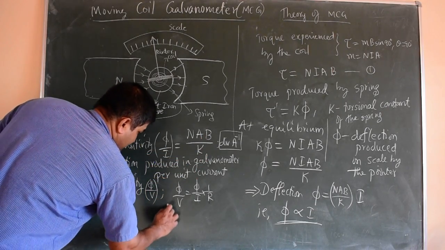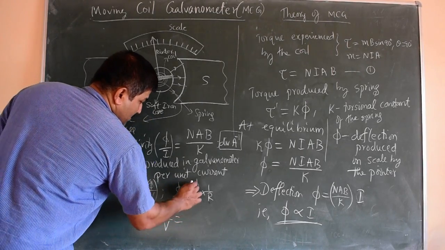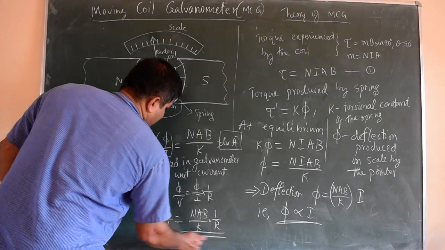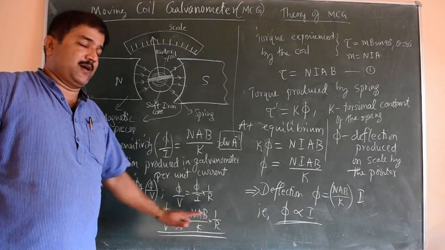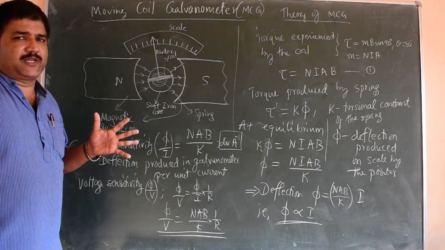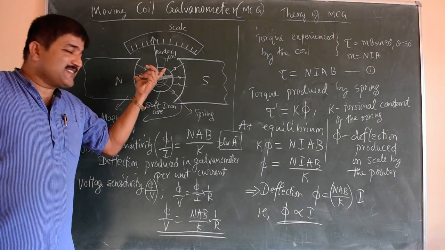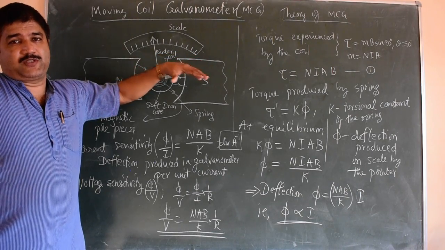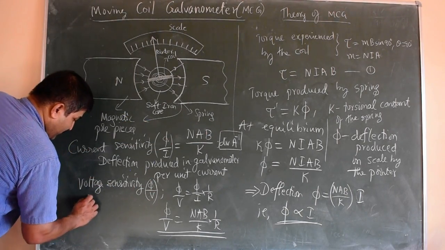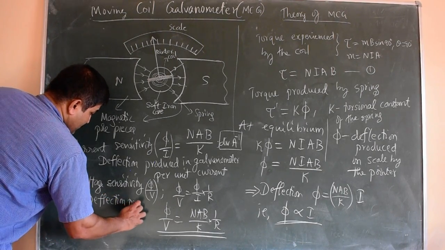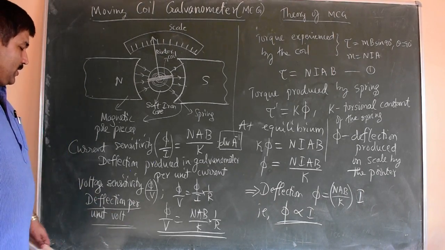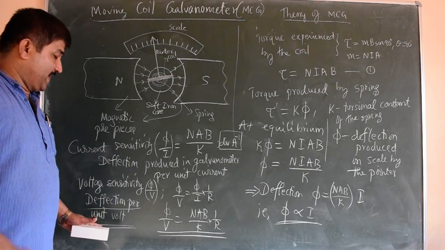Therefore, voltage sensitivity phi by V is equal to NAB by K into 1 by R. This is the expression for the voltage sensitivity. The definition of voltage sensitivity is deflection per unit voltage. If we apply 1 volt potential difference across the galvanometer coil, how many divisions deflection does it show? Deflection produced per 1 volt potential difference applied across the coil.